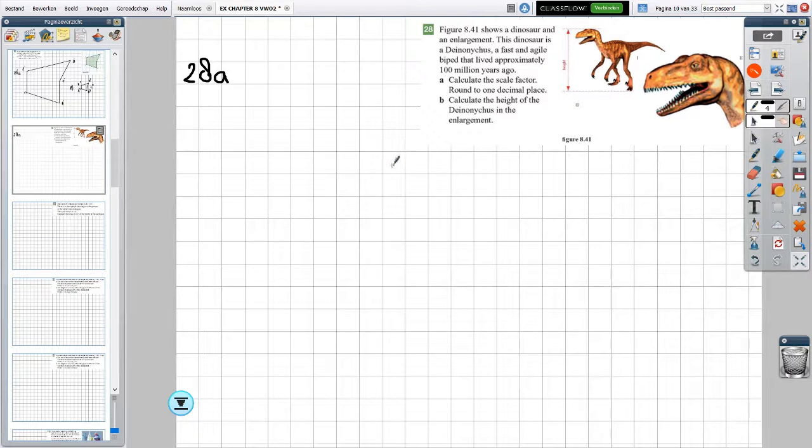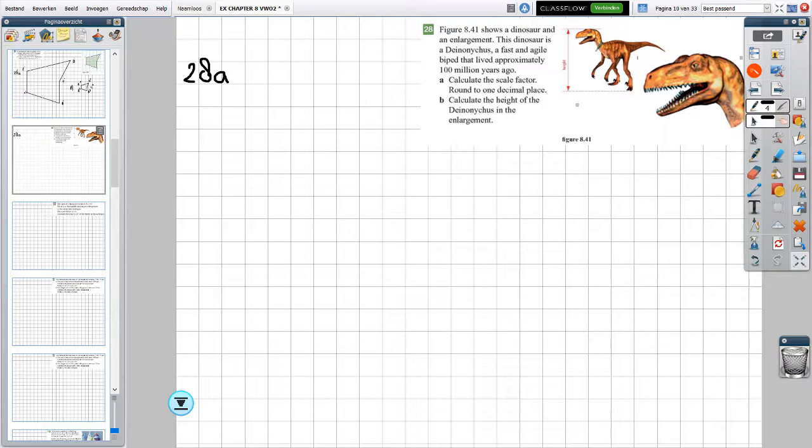And just to be wary, I have tried to resize this to the correct size in your book, but it can be that it's a bit of a different size, so maybe I can find different values than you do, okay, because I have to copy paste this from the online book. So when I'm going to measure, it can be slightly different.